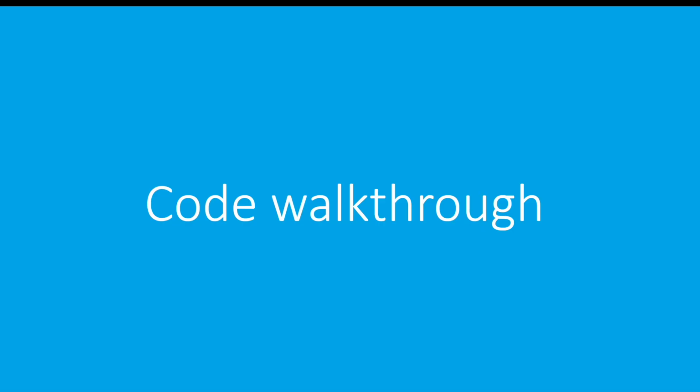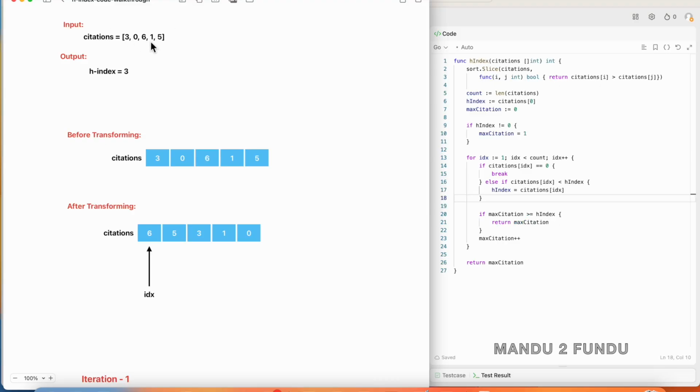Next I'm going to do the code walkthrough with sample input. So we have the input array 3, 0, 6, 1, 5 and the expected output is 3. Okay, so let's see how the output 3 is generated. First we sort the input array in decreasing order. So this is before transforming the array. This is after sorting the array in decreasing order.